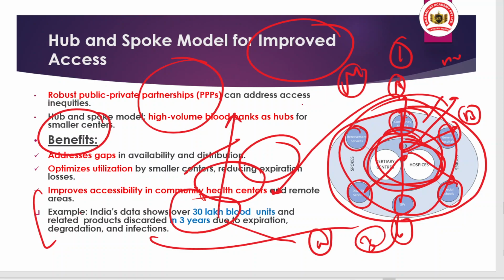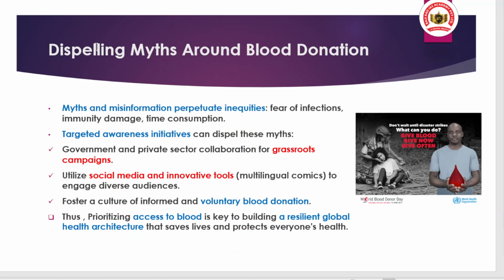That is the significance of the hub and spoke model, and for that there is a need for greater collaboration and integration. There are also certain myths around blood donation, like people feel shy or do not want to donate because they think that if they donate there can be a fear of infection, there can be immunity damage, and even that it wastes time.